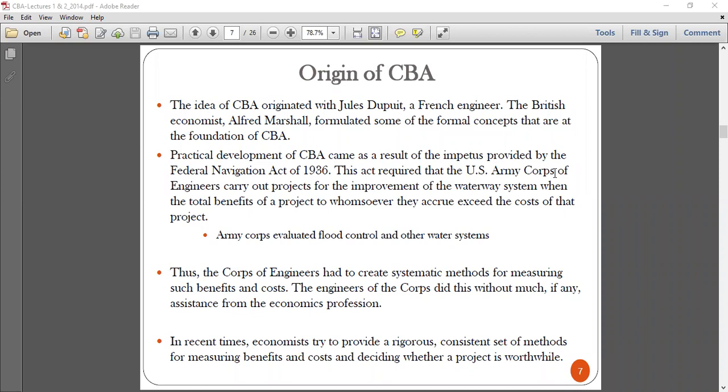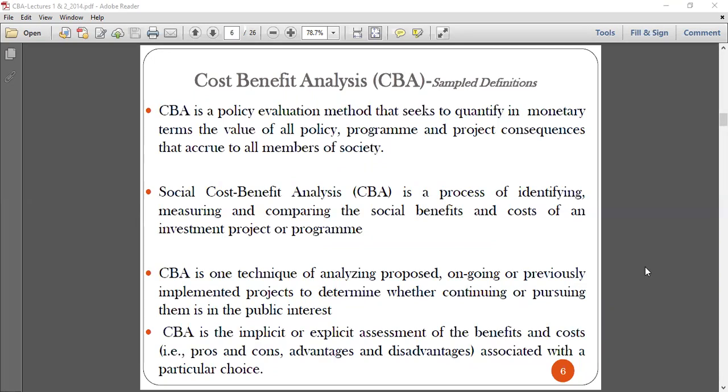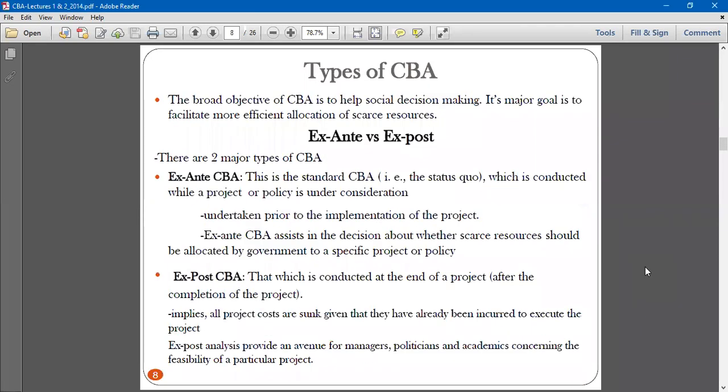By now, we have consistent methods. I mean, economic steps that you have to follow before you can know whether we have to undertake a project. So later on, we look at all the steps that you have to go through before you can actually know whether the benefits are more than the cost, and whether you have to go for the project. So this is just a brief on CBE. Right, and then these are the types of CBE.